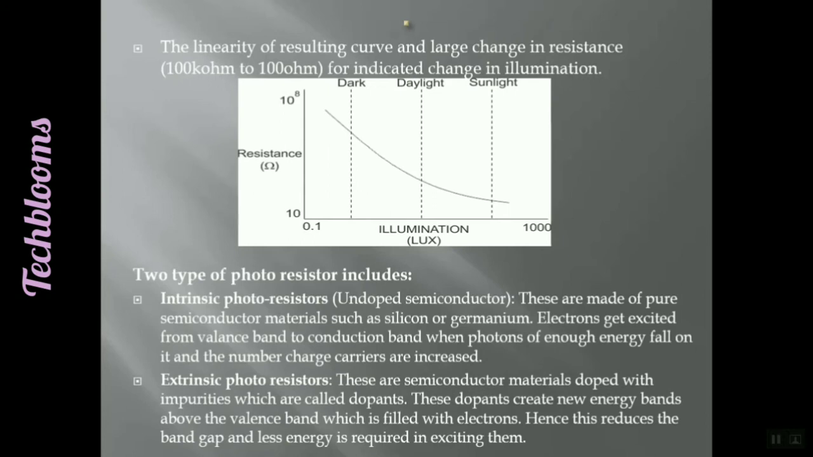Extrinsic photoresistors are semiconductor materials doped with impurities. We have seen undoped semiconductors previously. Now it is doped with impurities called dopants. These dopants create a new energy band above the valence band, which is filled with electrons. Hence this reduces the band gap and less energy is required in exciting them. In intrinsic, you require more energy because you are going from the valence band to the conduction band. But in case of extrinsic, the dopant creates a new energy band above the valence band which is filled with electrons. Hence this reduces the band gap and less energy is required in exciting them.